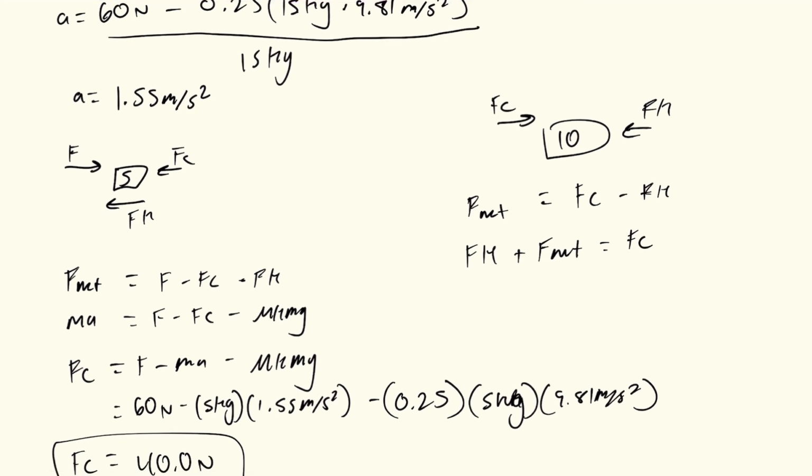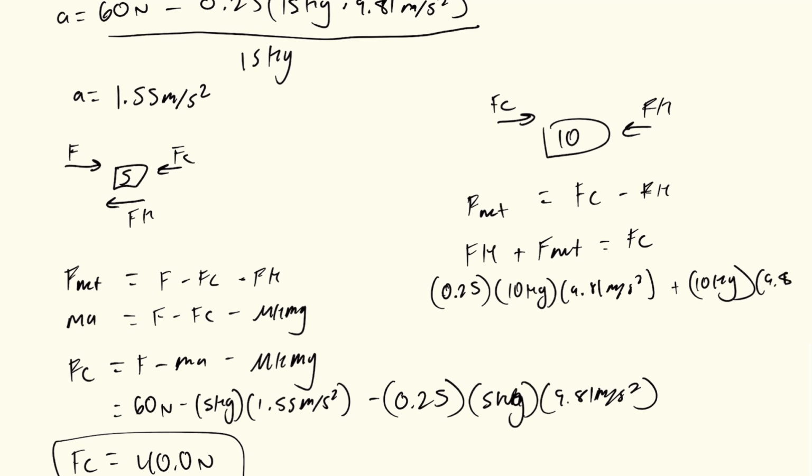Then we can fill the values in here. For Fk, it's 0.25 mu k mg, so 10 kilograms and 9.81 meters per second squared. And for F net, it's mass times acceleration, which is 10 kilograms times 1.55. And all that is going to be equal to 40.0 newtons.